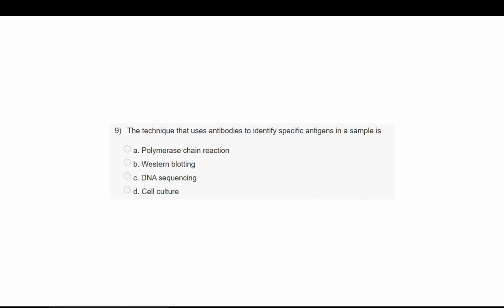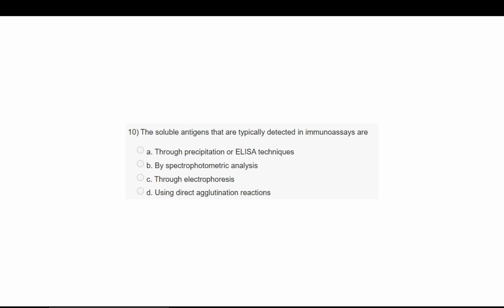Technique that uses antibodies to identify specific antigens in a sample is polymerase chain reaction, Western blotting, DNA sequencing, or cell culture. The answer is Western blotting. Soluble antigens that are typically detected in immunoassays are through precipitation or ELISA techniques, by spectrophotometric analysis, through electrophoresis, or using direct agglutination reactions.